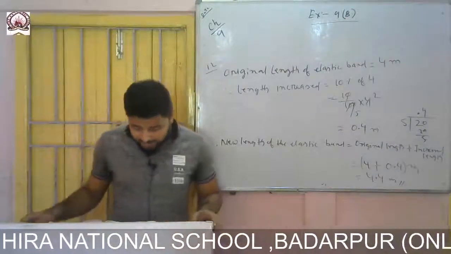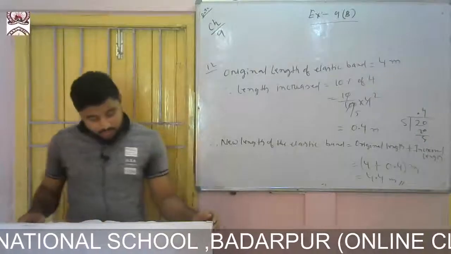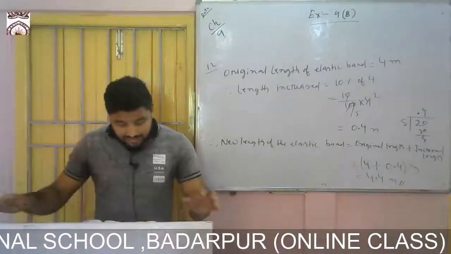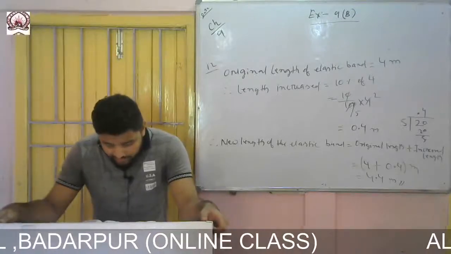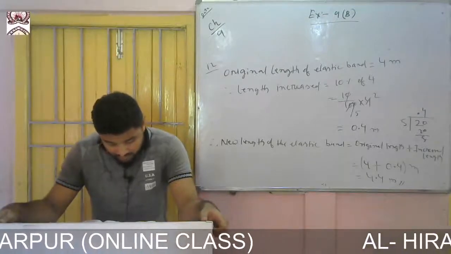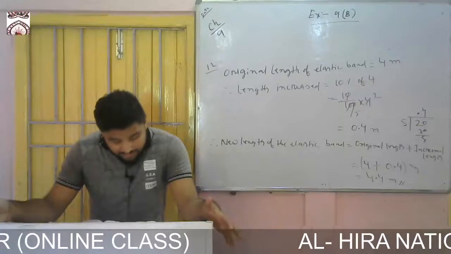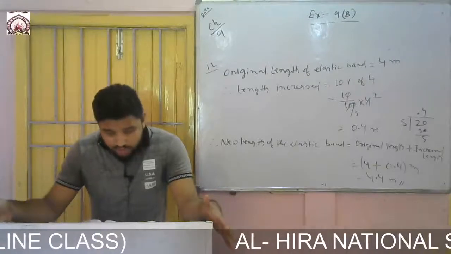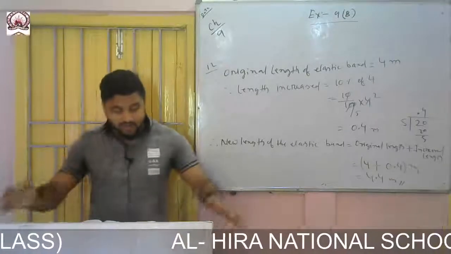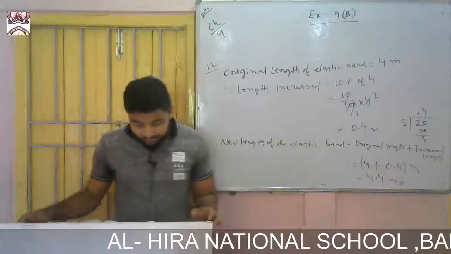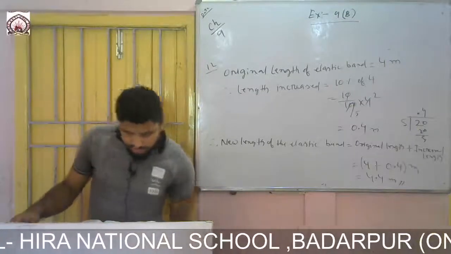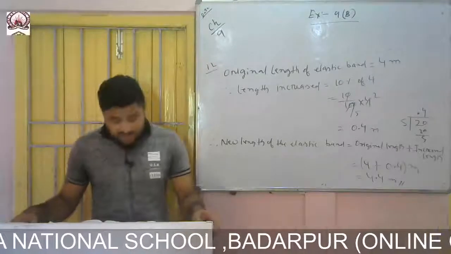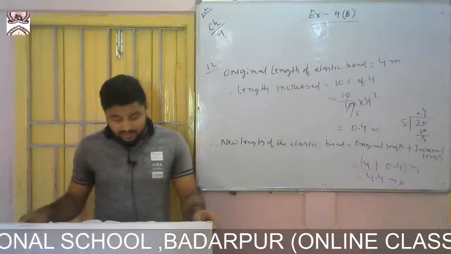Now come to question number 13. The length of a rope is decreased by 12 1 by 2%. What is the new length if it was 150 meters? So now it is decreased. So it is same like question number 11. It is the same. Okay, so you can do it like this. Let me say this one by mouth.